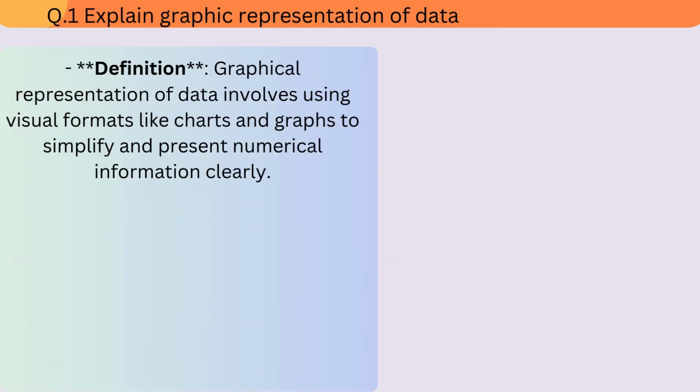Explain graphic representation of data. The definition is graphic representation of data involves using visual formats like charts and graphs to simplify and present numbers or numerical information clearly. That means graphic representation of data means it shows numbers of fact in pictures like charts or graph, for example bar graphs, pie charts, to make them easy to understand.